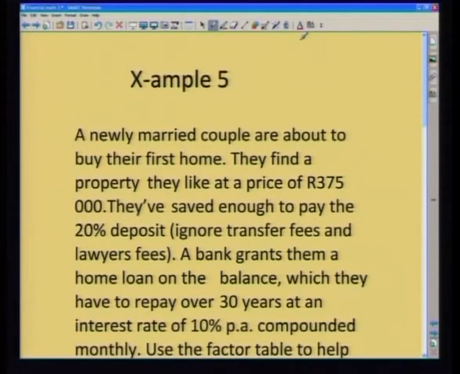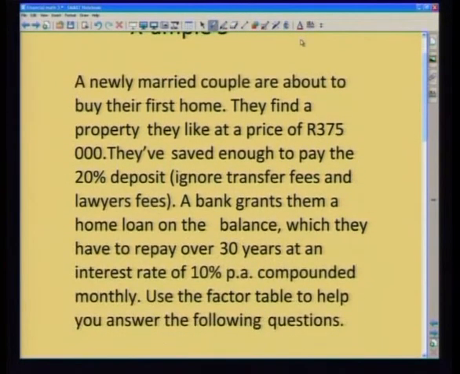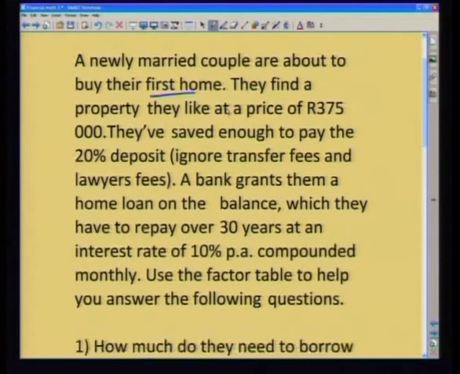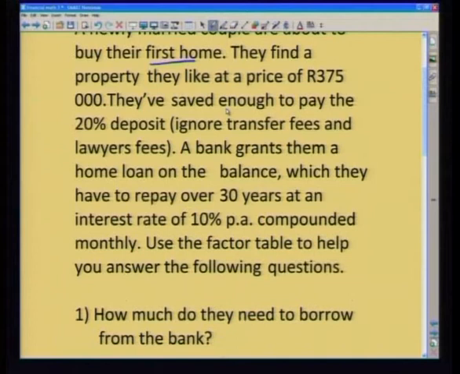So here we are told that a newly married couple are about to buy their first home. So they're newly married, they're going to buy their first home, probably can't afford to pay in cash, so they're going to take out a home loan. They find a property they like at a price of 375,000. They've saved enough money to pay the 20% deposit.